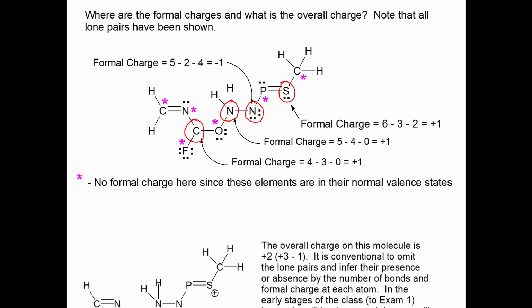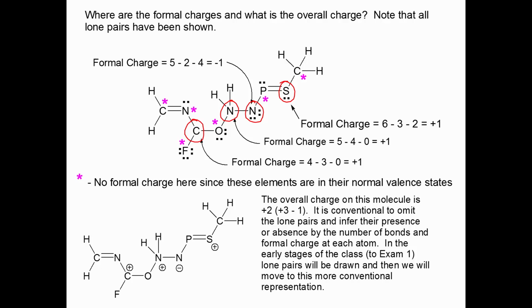All right, so what's the formal charge of the whole molecule? Well, it is actually going to be +2. We have 3 positives and 1 negative. So if we add +3 and -1 together, we end up with +2.